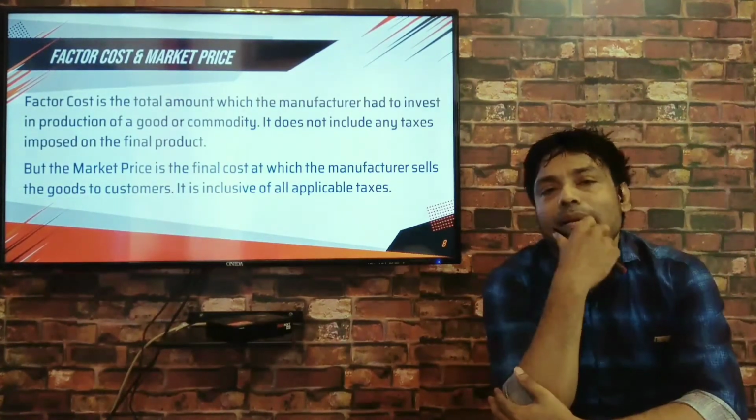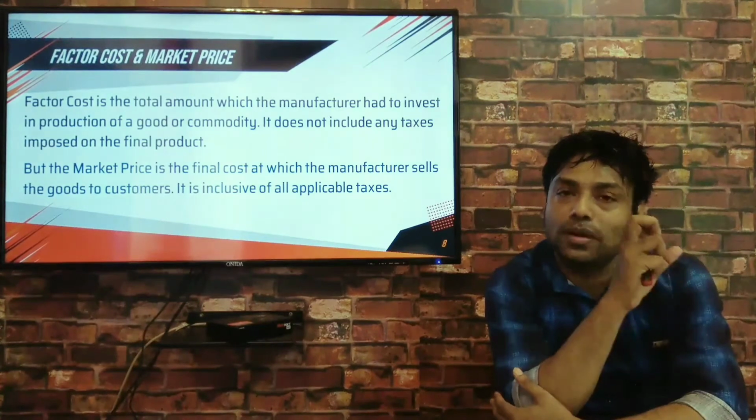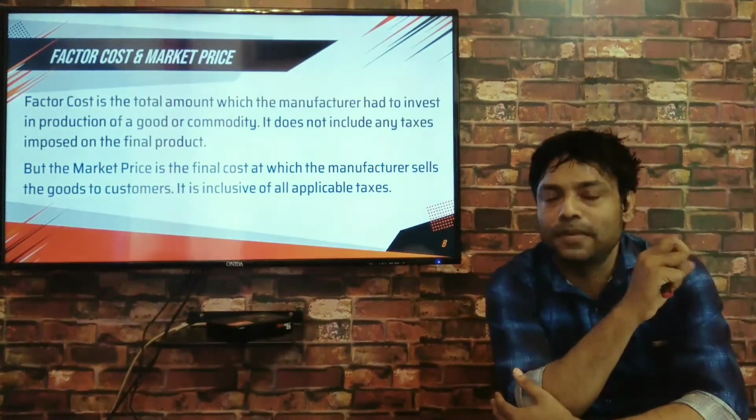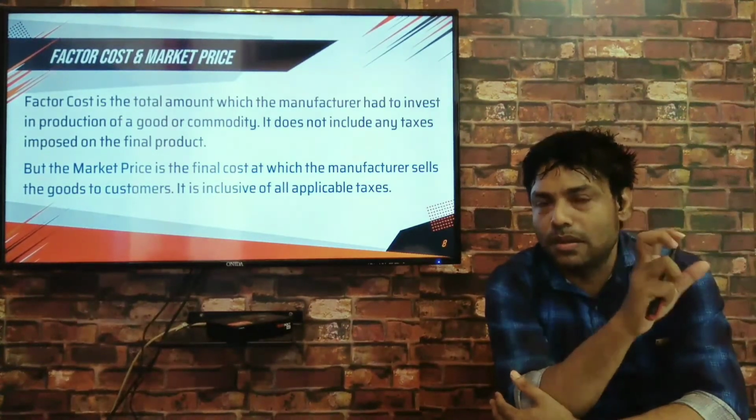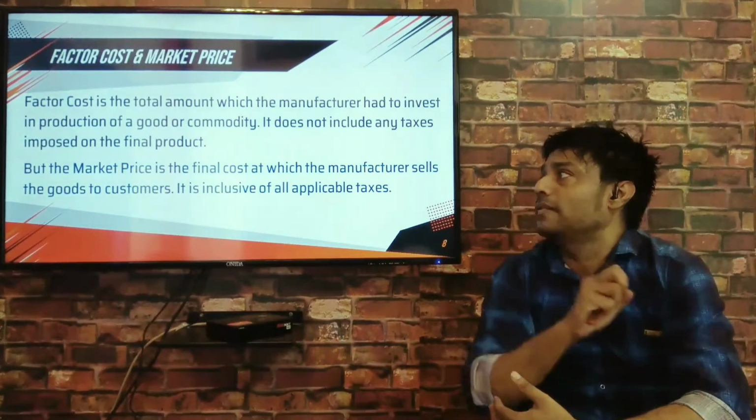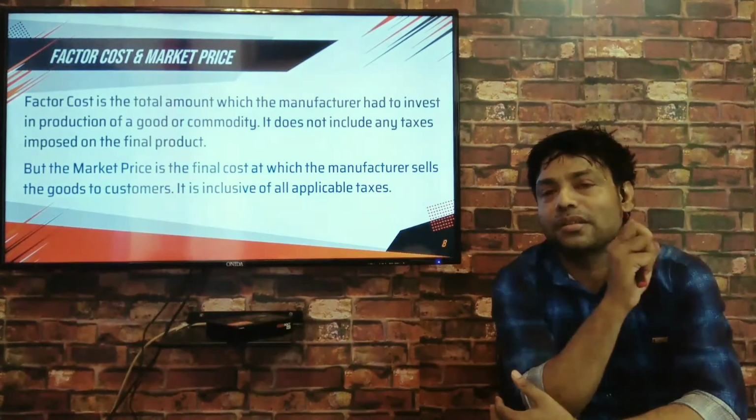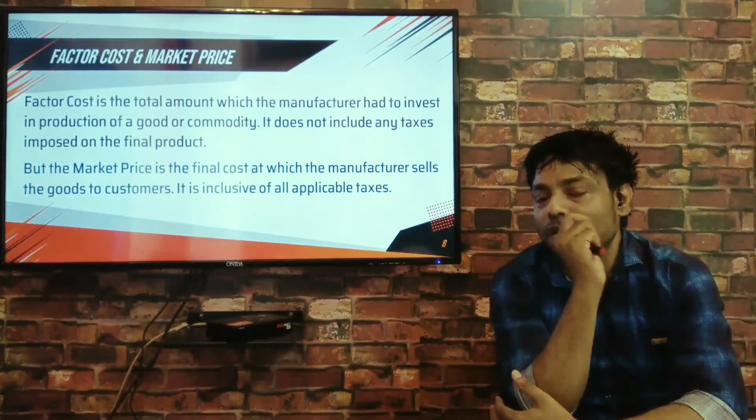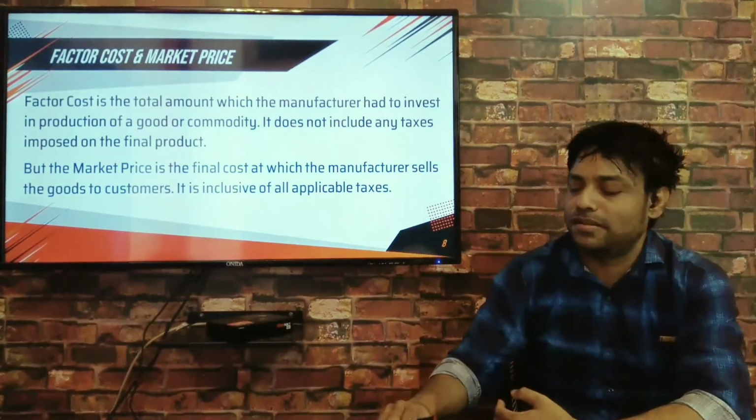Factor cost and market price. Factor cost is the total amount which a manufacturer had to invest in production of a good or a commodity. It does not include indirect taxes imposed on the final product, but the market price is the final cost at which the manufacturer sells goods to the customers, and this is inclusive of all taxes.